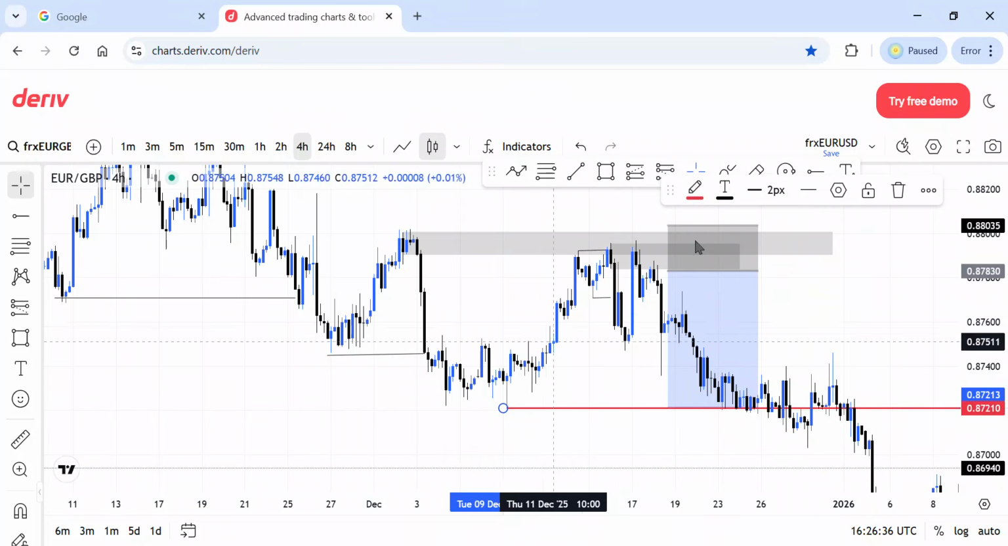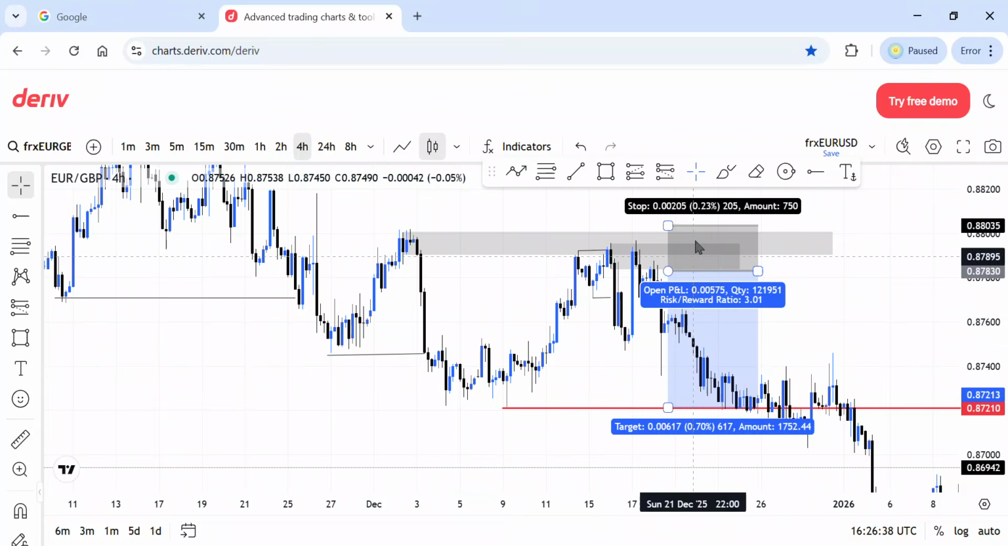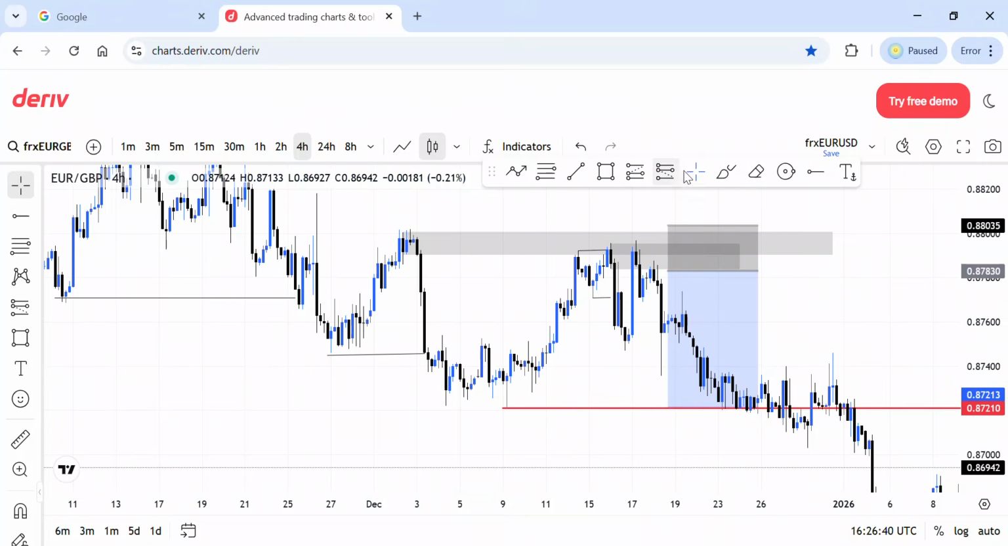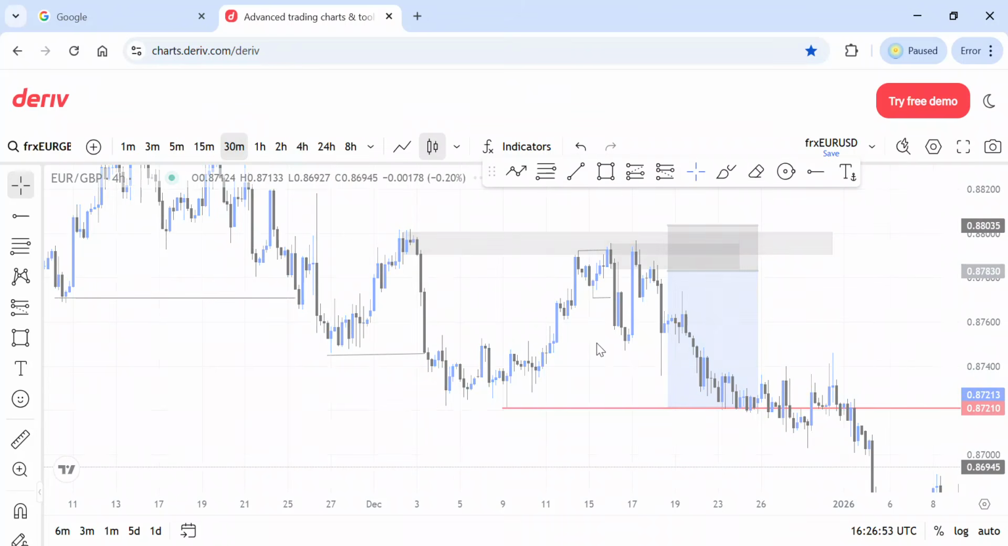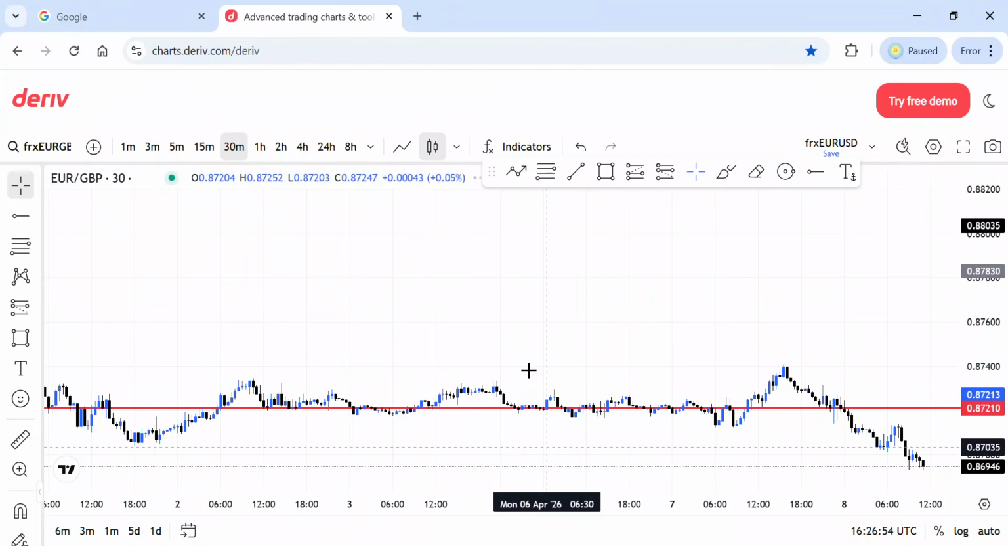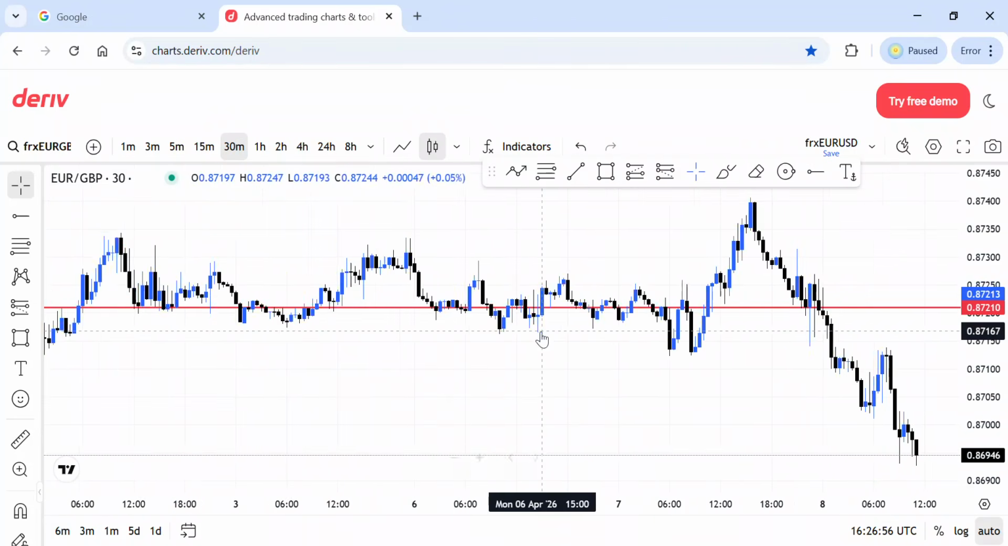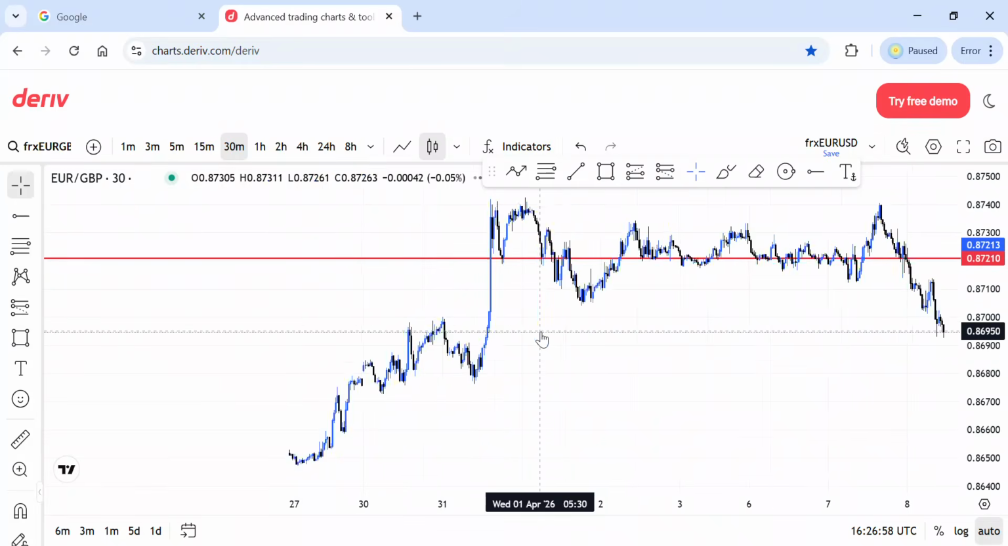Easy peasy, no stress. But for the sake of people who would like me to go to the 15-minute time frame for confirmation, it is still fine, or probably 30 minutes for confirmation, it is still going to be fine. So let's go to our confirmation entry time frame for more clarity of the class. Let's zoom out.